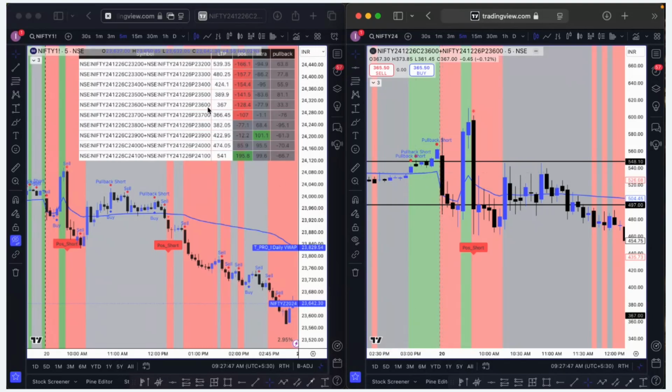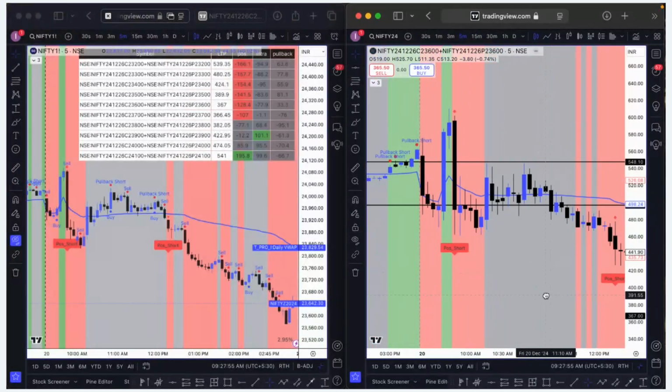The 23,600 straddle will give you a sell signal, but normally what you do, we will not focus on that first 5-minute bar. First 5-minute bar, we leave it as it is. We will focus only on the second 5-minute bar. So the second 5-minute bar itself is giving you a sell signal. So you can take a trade here at around 500 and put a 10% stop loss. In this case, the stop loss would have hit.